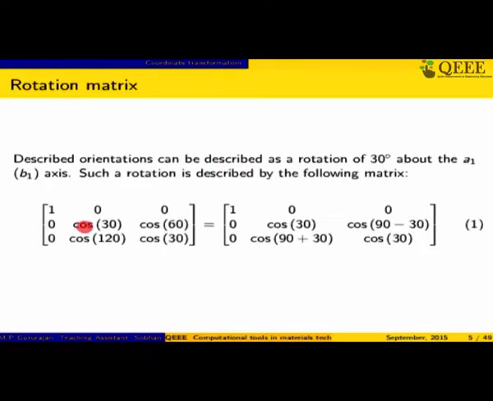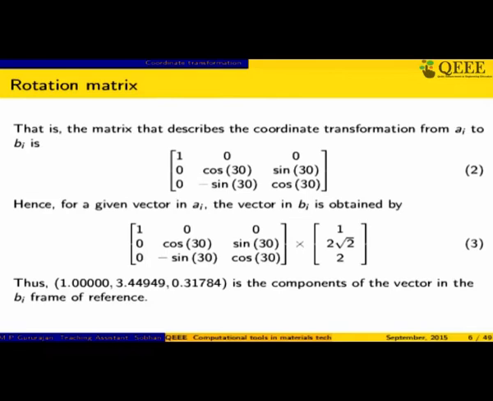So it is cos 30, cos 60, and this is cos 120 and cos 30, because of the geometry. If this is A2, B3 is making 60, so B3 with A2 will be making 120. These can be written as 1 0 0, 0 cos 30, cos 60 is cos(90 minus 30), cos 120 is cos(90 plus 30), and cos 30. Of course, then you can simplify using some trigonometric identities.